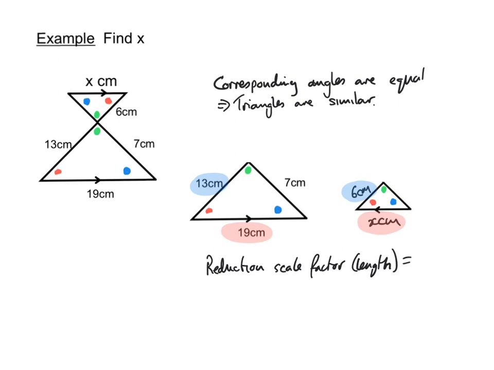And looking at the two sides which I have values for, which correspond to each other, the 6 and the 13, careful not to use the 7 here, 13 and 6, if it's a reduction I need a fraction which is less than 1, so it'll have to be 6 over the 13 rather than the other way around, so 6 over 13. All I then need to do is state that x is equal to the 19 on the larger triangle, which I'm trying to reduce using my factor of 6 over 13, and that on my calculator should come to 8.8 centimetres.